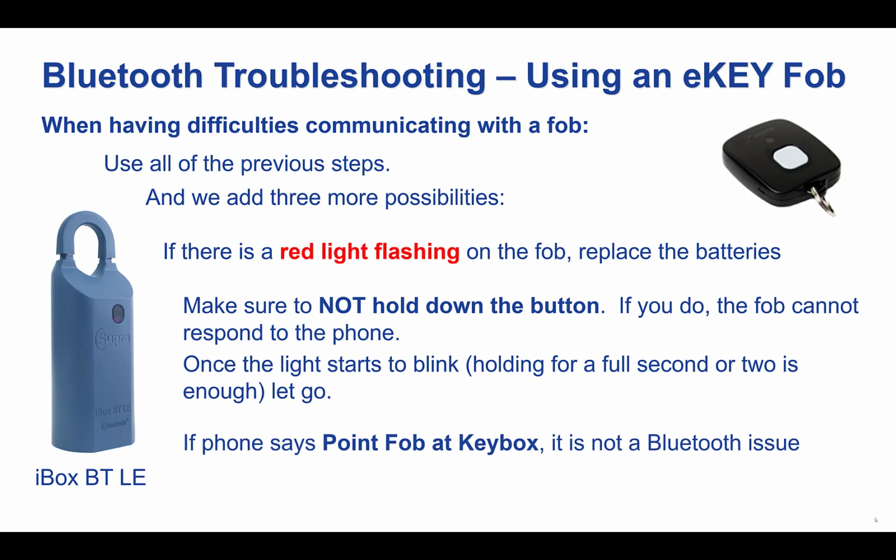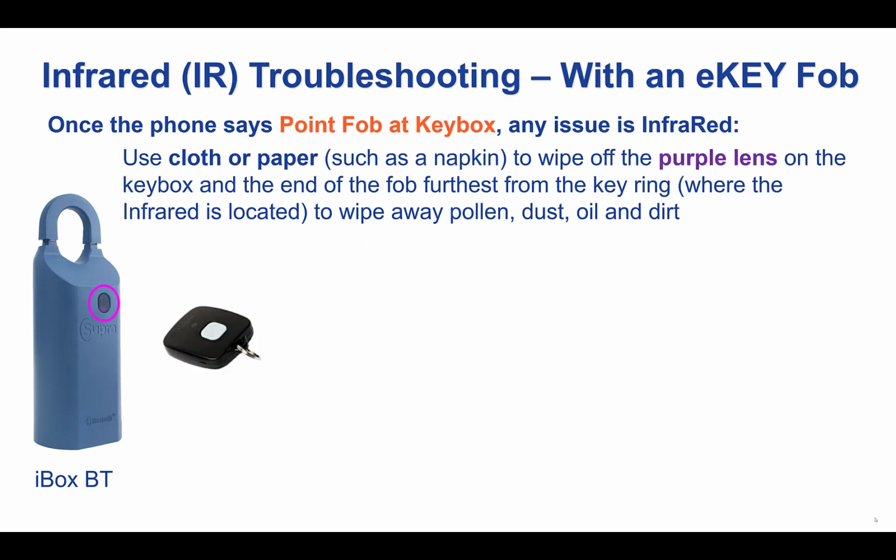And if the phone says point fob at keybox, that means that the phone and the fob have already communicated and they're ready to communicate with keybox. And at that point, you're looking at infrared. These are the same troubleshooting steps we use for the display key, active key, and express key as well.